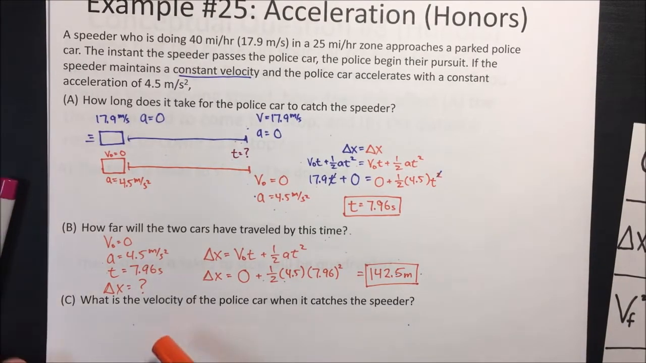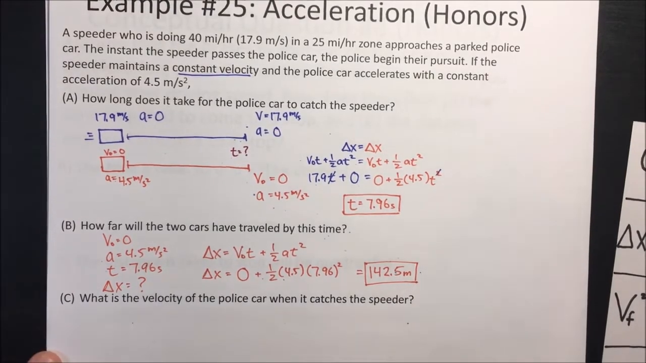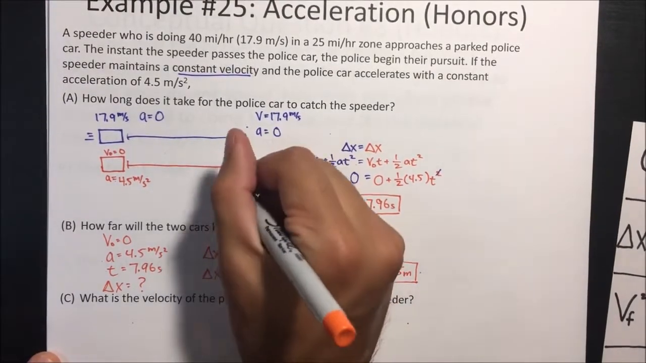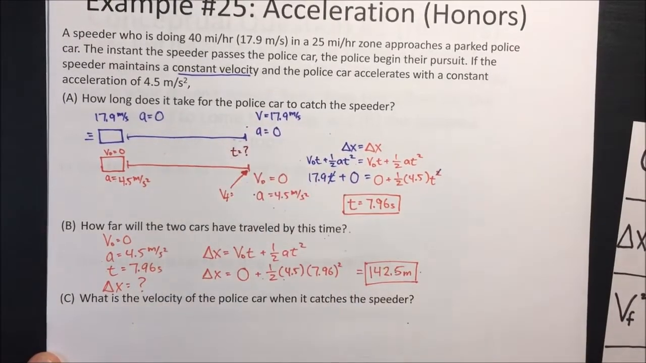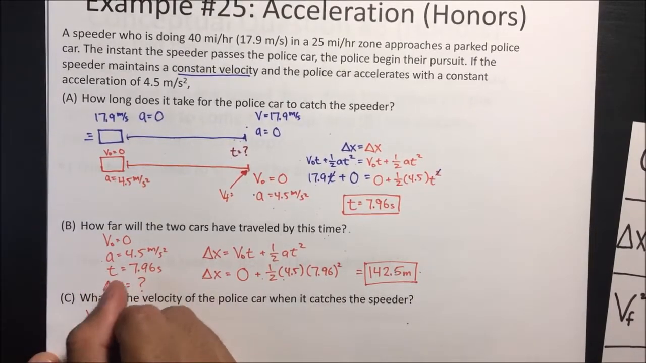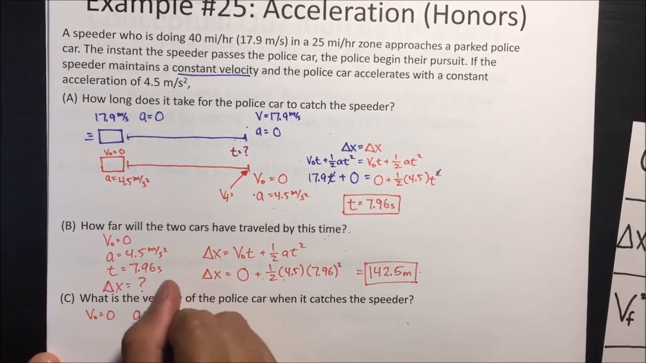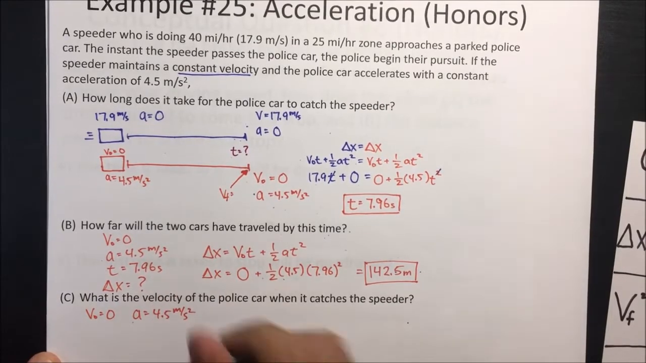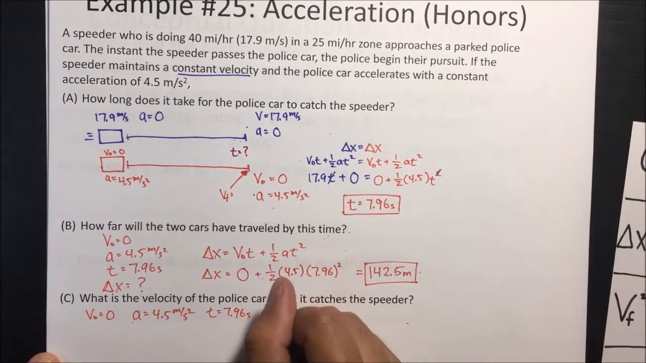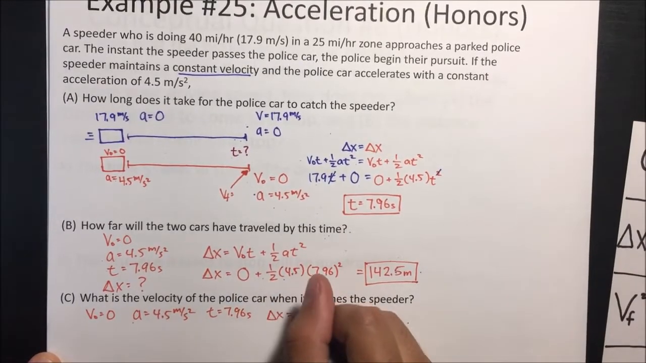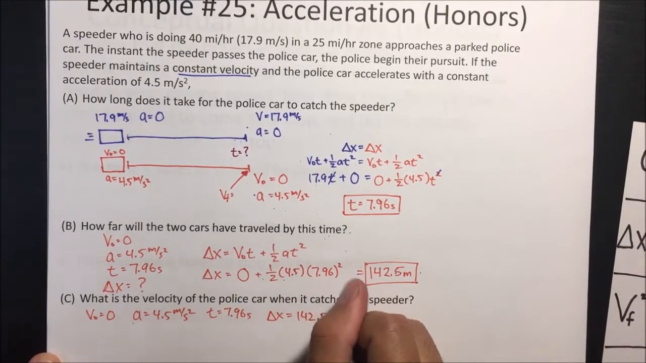Part C, what is the velocity of the police car when it catches the speeder? Again, let's find out all the variables we know. So we're looking for how fast the police car is when it finally catches him. We know initial velocity is 0. We know acceleration is 4.5 meters per second squared. We know time is equal to 7.96 seconds. And we also have displacement, which is equal to 142.5 meters.